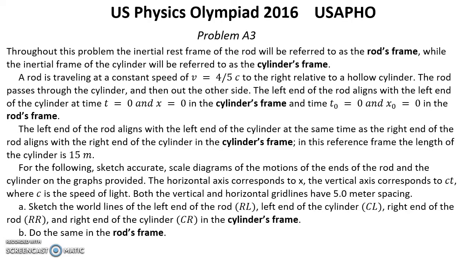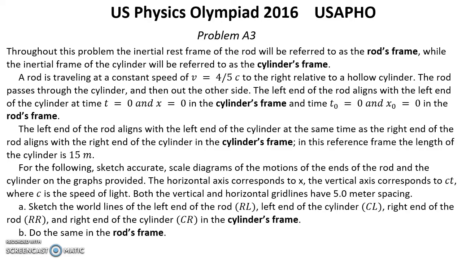Problem A3. Throughout this problem, the inertial rest frame of the rod will be referred to as the rod's frame, while the inertial frame of the cylinder will be referred to as the cylinder's frame. A rod is traveling at a constant speed of v equal 4/5 of the speed of light to the right relative to a hollow cylinder. The rod passes through the cylinder and then out the other side.